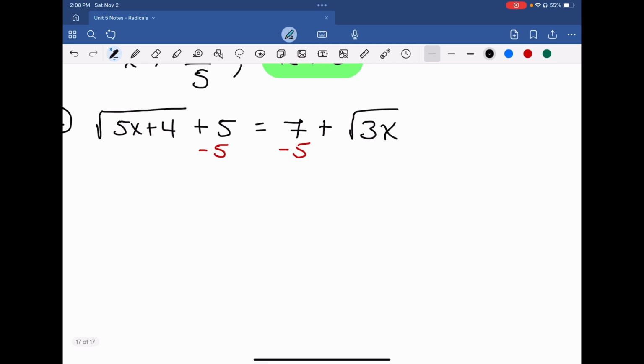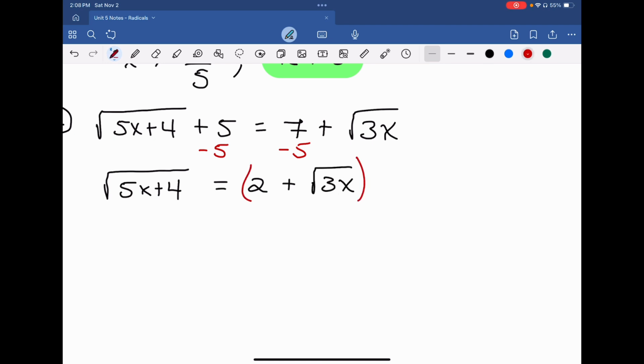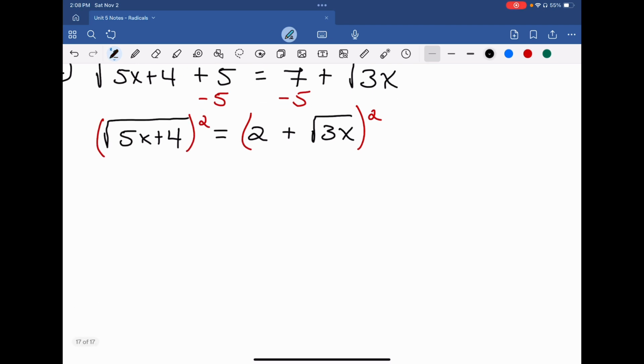If I subtract 5 from both sides, this is going to give me the square root of 5x plus 4, which is equal to 2 plus the square root of 3x. Now what I'm going to do is square both sides because I won't have two binomials. I don't want to have double binomials if I don't have to.